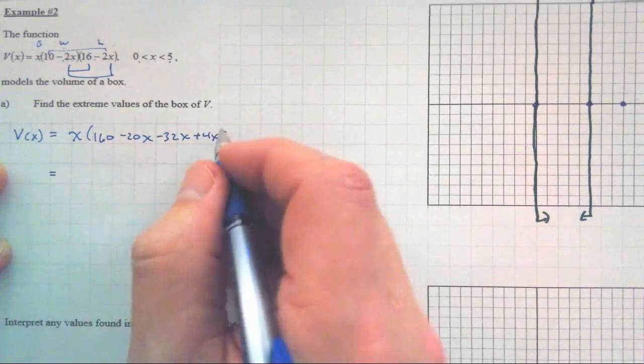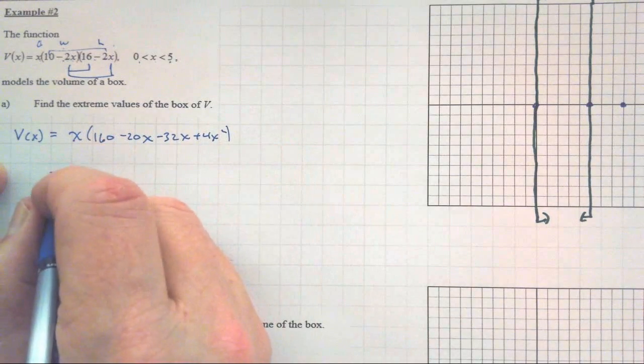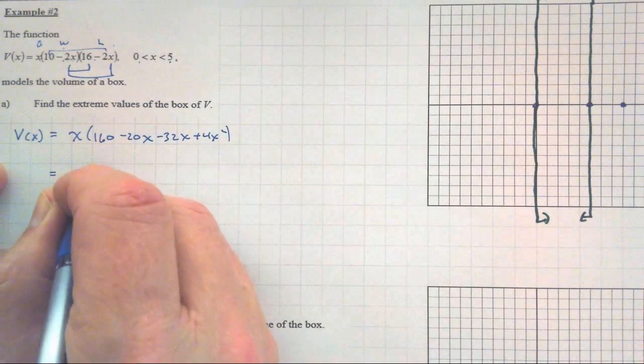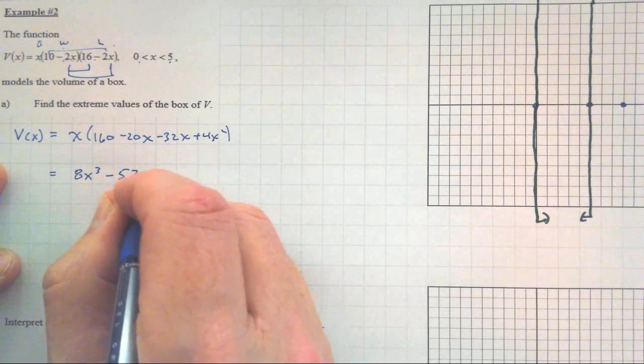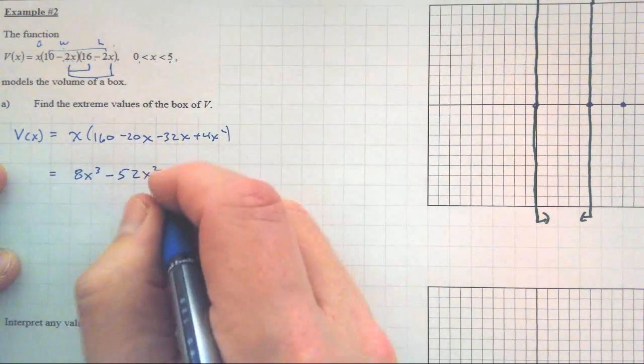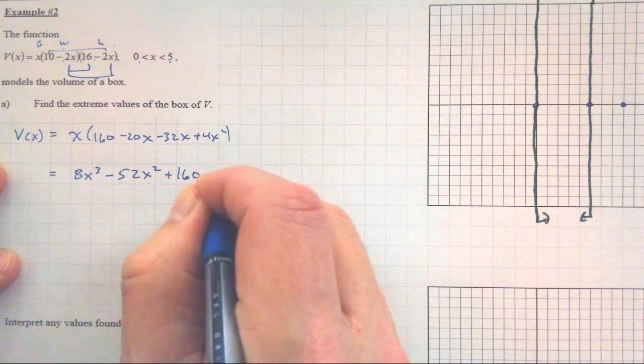So I end up with, let's see, an 8x cubed, minus 52x squared when I distribute, and plus 160x.